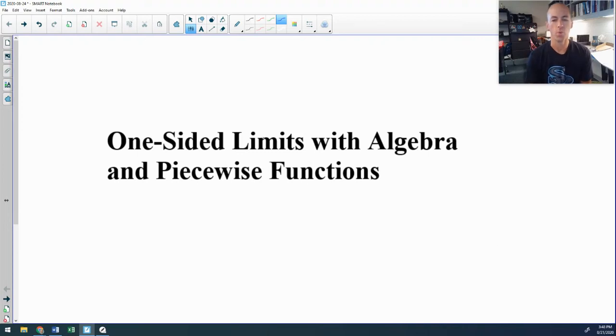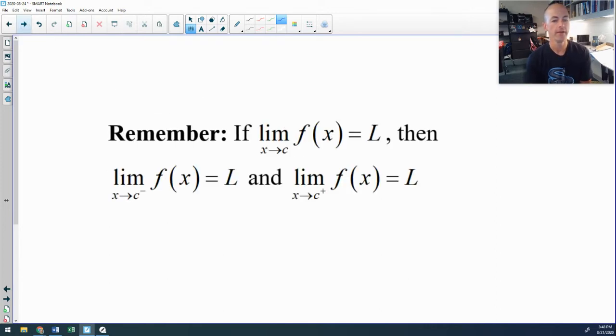Let's look at one-sided limits with algebra, not based off of graphs, and we'll look at some piecewise functions as well in this lesson. One thing to remember with limits is if you can show the overall limit of a function exists, so the limit from both sides, then by default, the left and right sides must also approach that same value. So some of these limits, we're going to ignore the one-sided aspect of it, and we're going to treat it as a limit from both sides.